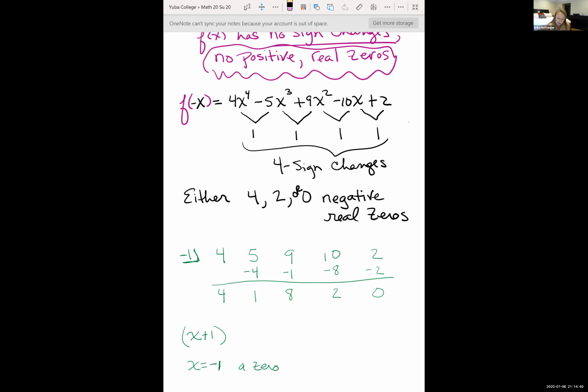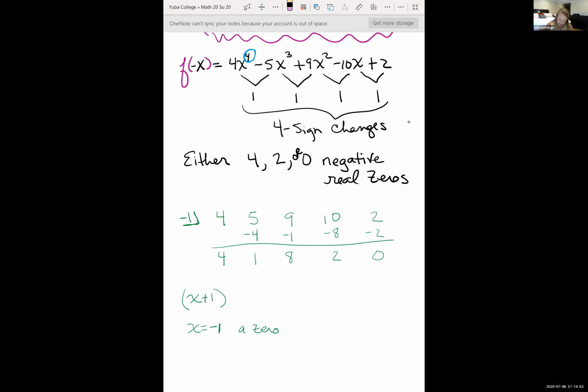I can look at my bottom row, and my bottom row starts 1 less than what I was dividing into. And so this is going to be an x cubed. So let's just write this out here. So this is 4x cubed plus 1x squared, or x squared, plus 8x plus 2.